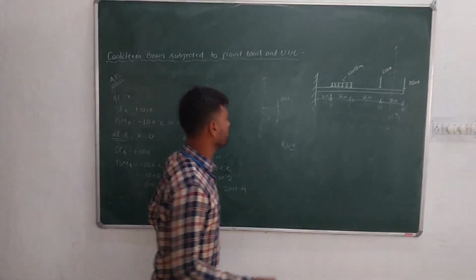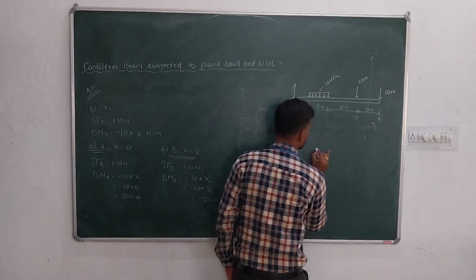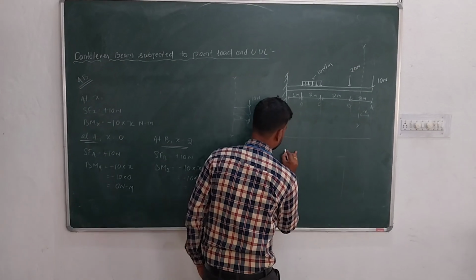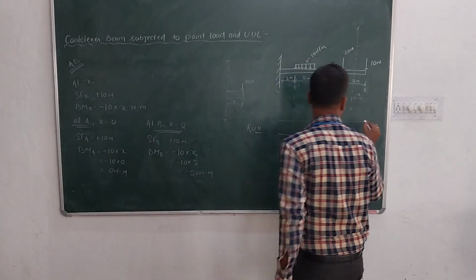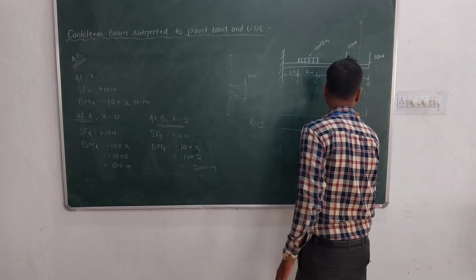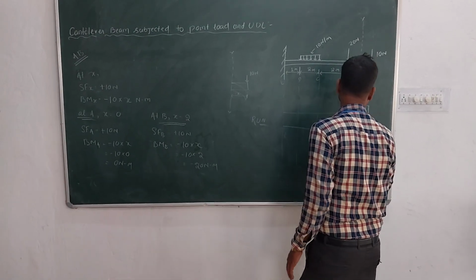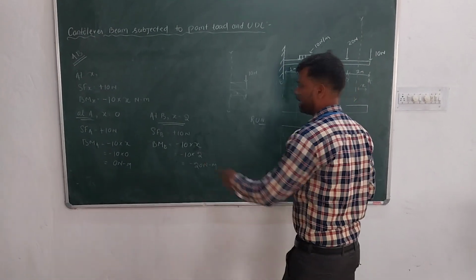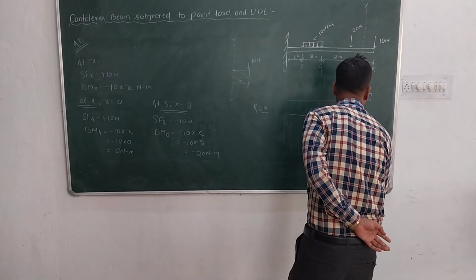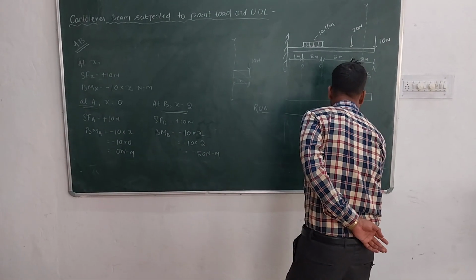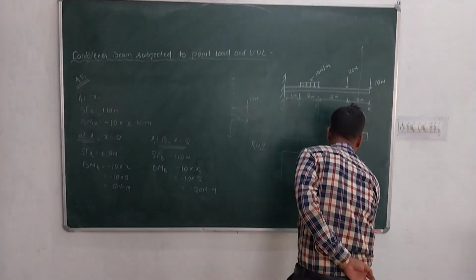Now let us draw that one here. This is the line for shear force and this is the line for bending moment. Shear force at A is 10 Newton, at B is also 10 Newton, so the line will be like this. And bending moment at A is 0, at B is minus 20. So this is 0, this is minus 20 Newton meter.